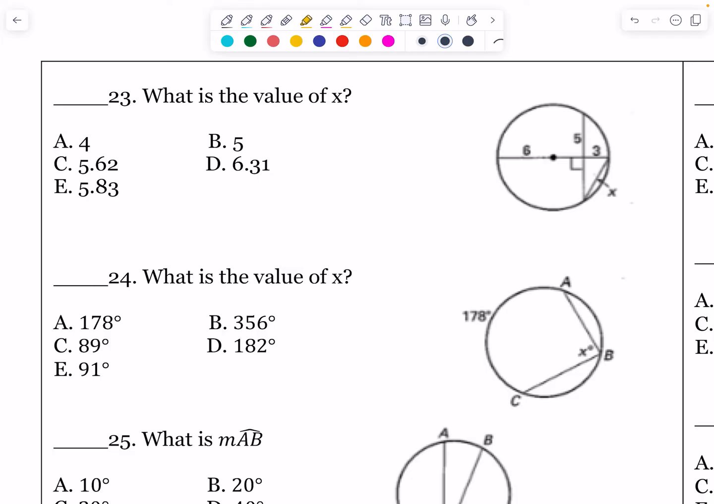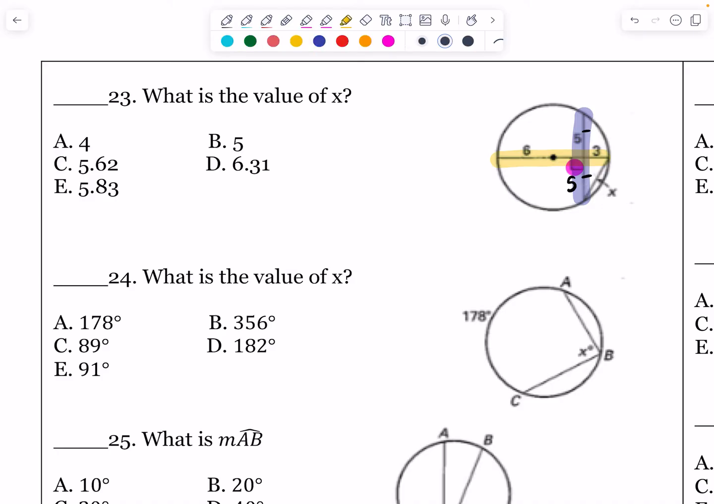And so this problem is actually very similar to one that we've already done. It says, what is the value of x? The first thing I notice is that this line right here is a diameter and it is perpendicular to this chord. Whenever you have a diameter, or a radius, that is perpendicular to a chord, that means that it cuts it in half, it bisects. It's a perpendicular bisector. So I can copy the 5 on this side as well.